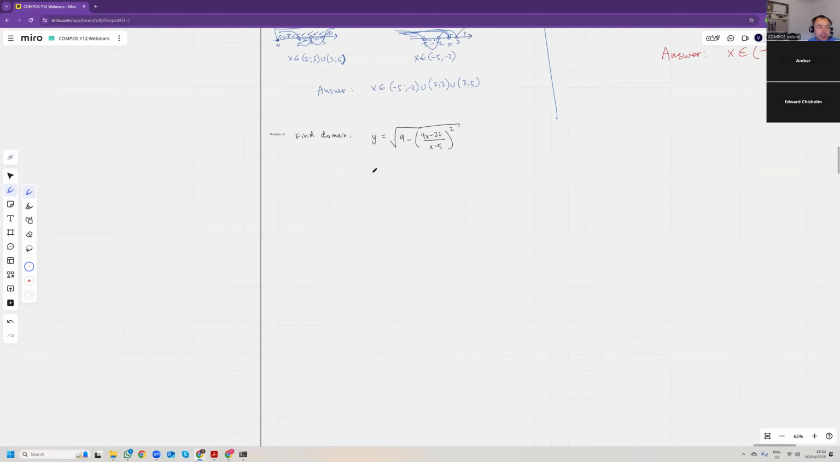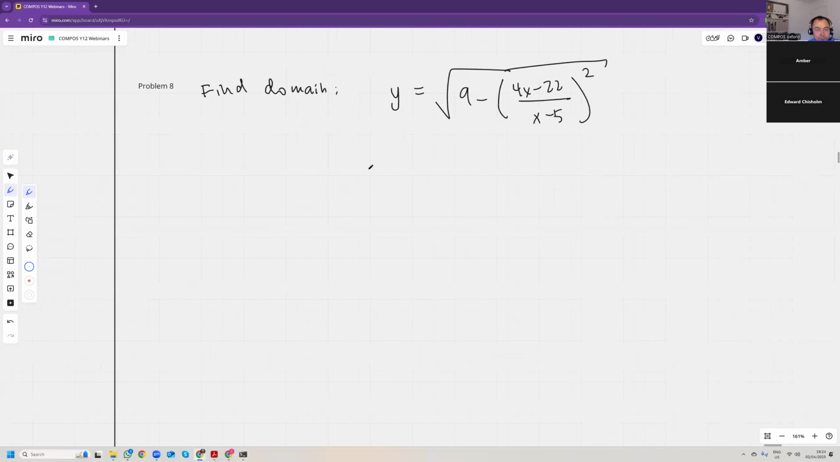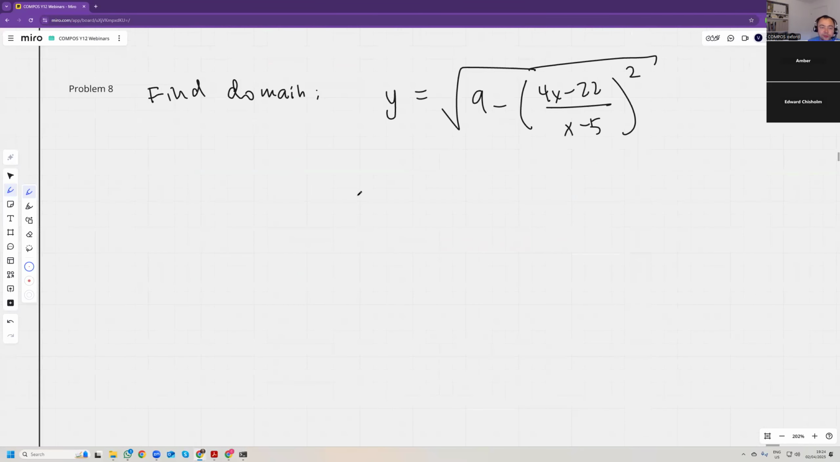Finally, we got problem 8. Find the domain of the function. So what are the limitations? To find the domain of a function, you need to find what are the limitations on x. You can't divide by 0. So x minus 5 has to be greater than 0. Oh, sorry, not equal to 0.